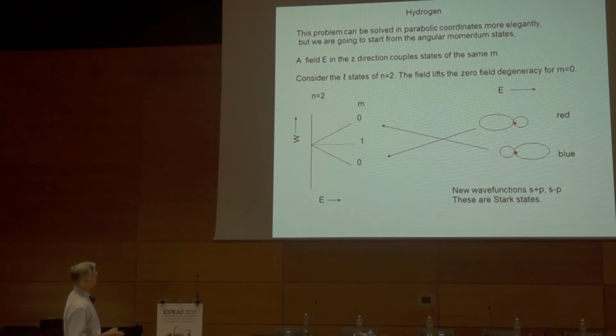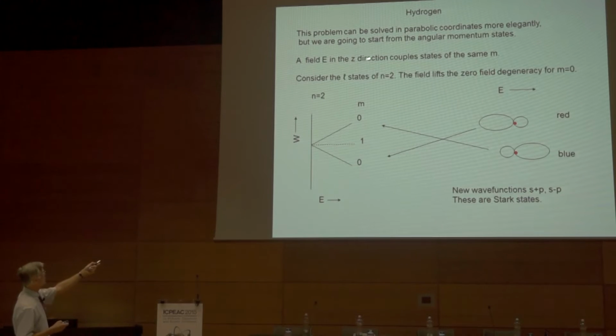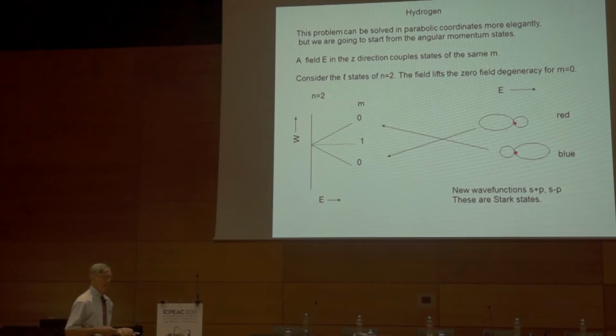Okay. So all right, I would like to then move on to considering the Stark effect. I will first of all point out there's a more elegant way of doing this, which is using parabolic coordinates, which most of you probably haven't used. I had never heard of them until I came into this problem. So we're going to start out by imagining I have n equal 2 states of hydrogen, and I'm going to apply an electric field to them. So the field is in the z direction, coupling states of the same m.